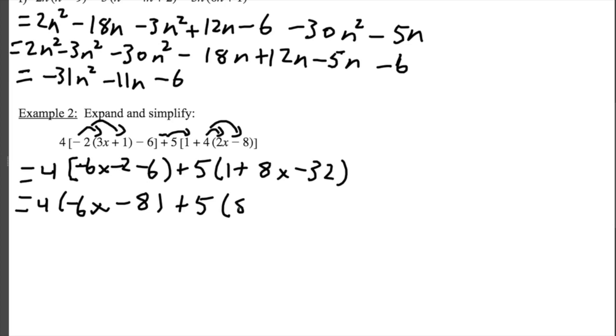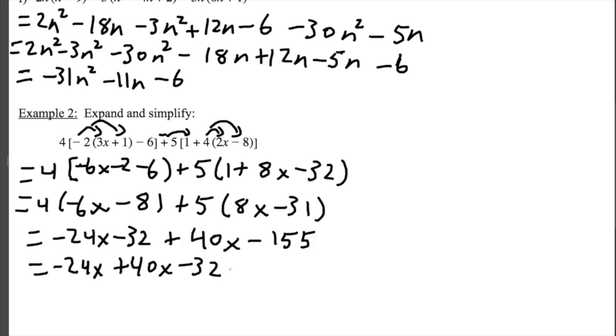All right. So now we'll bring the like terms together. That's 40x, minus 32, minus 155. So this should get us 16x, and minus 32 minus 155 gives us minus 187.